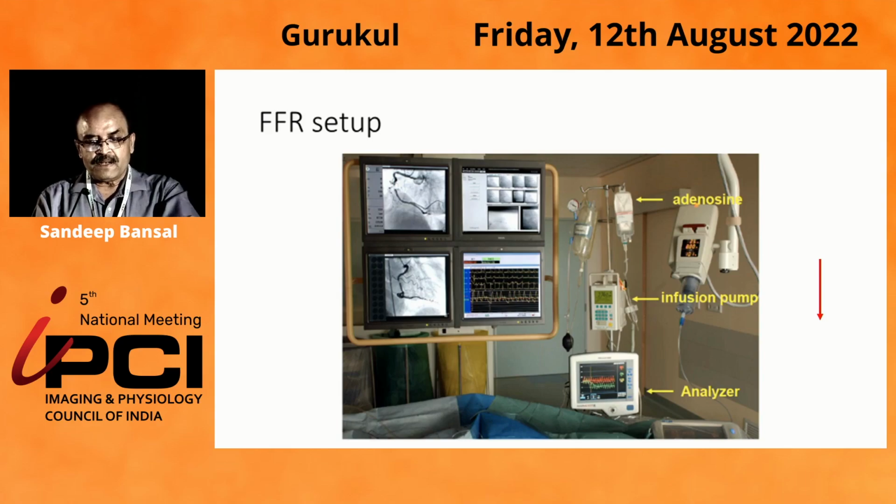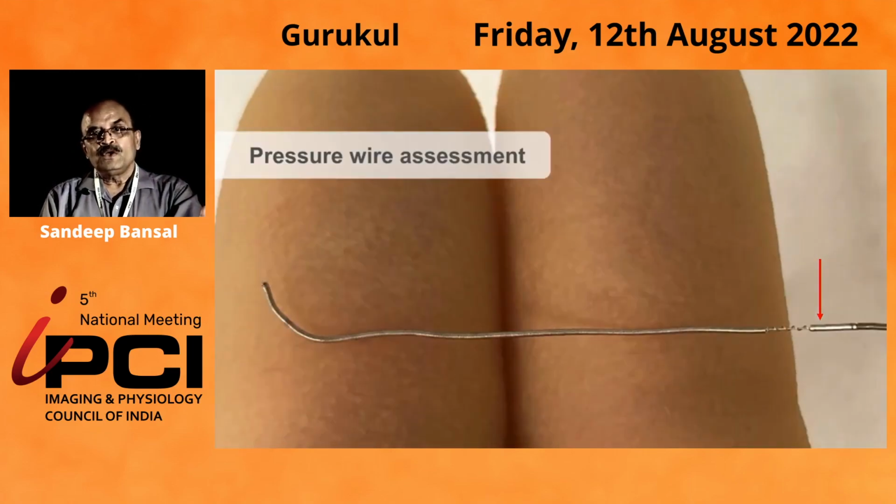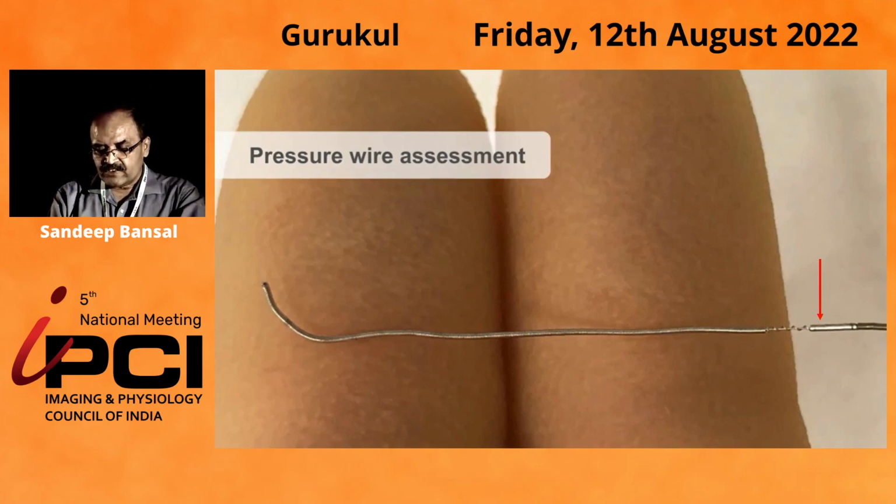This is a typical FFR setup. So you typically have the analyzer for the FFR, and you have an infusion pump to give the vasodilator, that is adenosine, which is most commonly used. This is how the pressure wire would typically look, and the red arrow shows the point where the transducer is to measure the pressure.